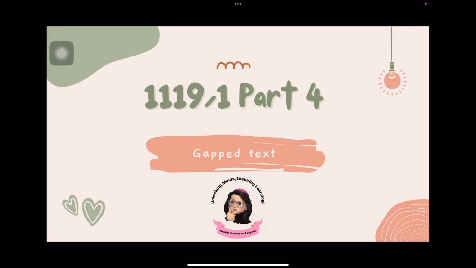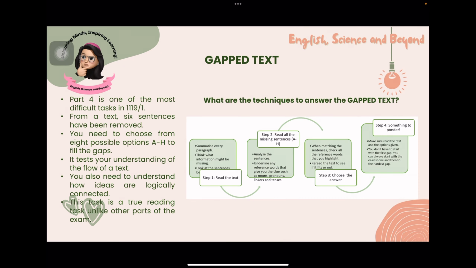Today we will be exploring part 4 of 1119 Paper 1. Well, this part is said to be one of the most challenging because you need to thoroughly understand the content and the main point that is discussed in the text. Also, this part, or maybe you would call it section, tests your understanding of the flow of a text. Other than that, you will need to understand how ideas are logically connected. Okay, as I've said before, part 4 is one of the most difficult tasks in this paper.